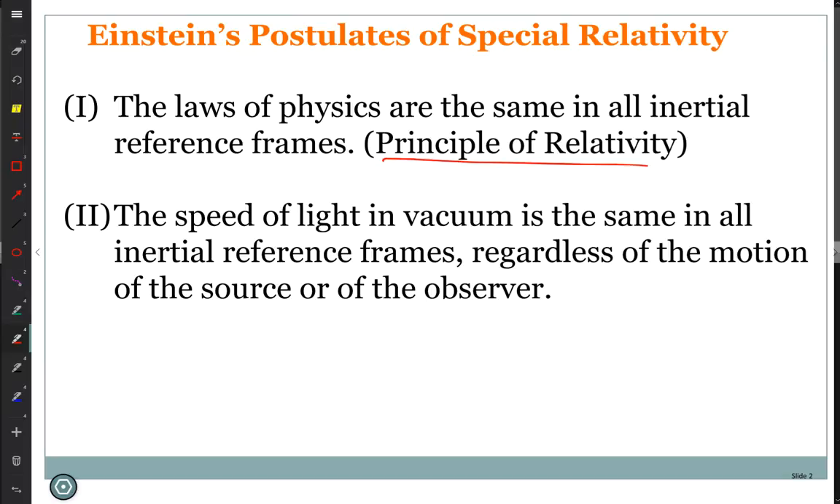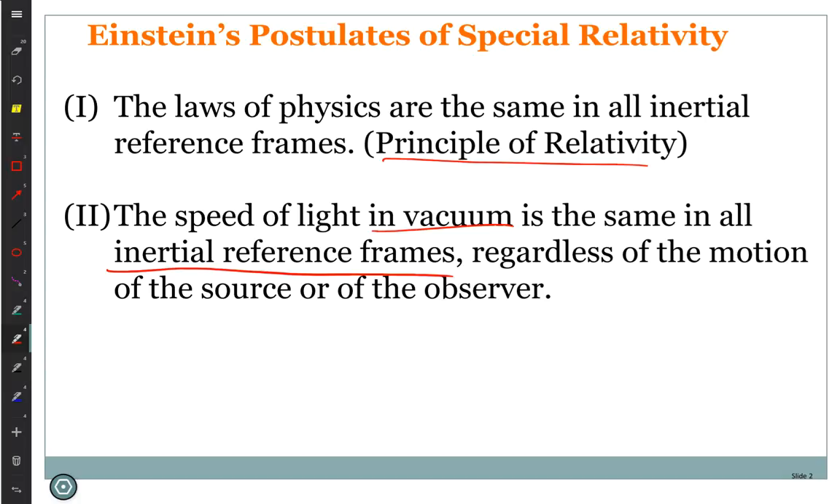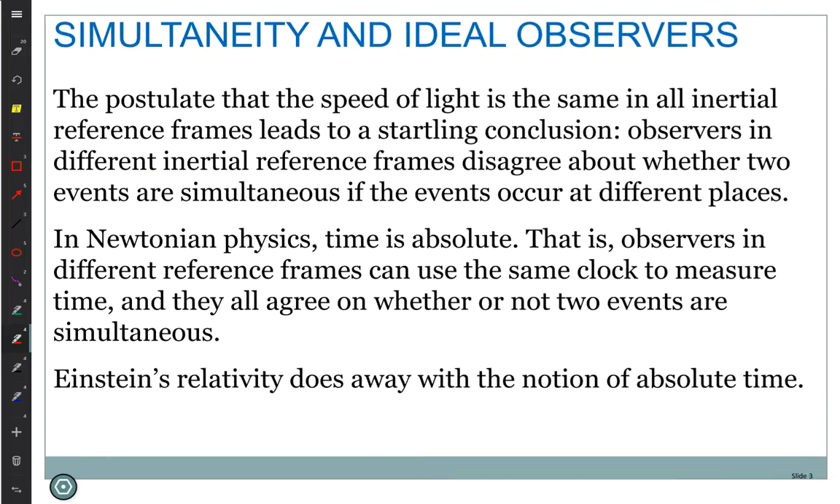The second one, the constancy of light. The speed of light in vacuum is the same in all inertial reference frames, and it's in vacuum, I should have said that, regardless of the motion of the source or observer. So it doesn't matter how you're moving, as long as you're moving at a constant velocity, in an inertial reference frame, you're going to measure the speed of light to be exactly the same. So with those two postulates, we come to some preposterous results.